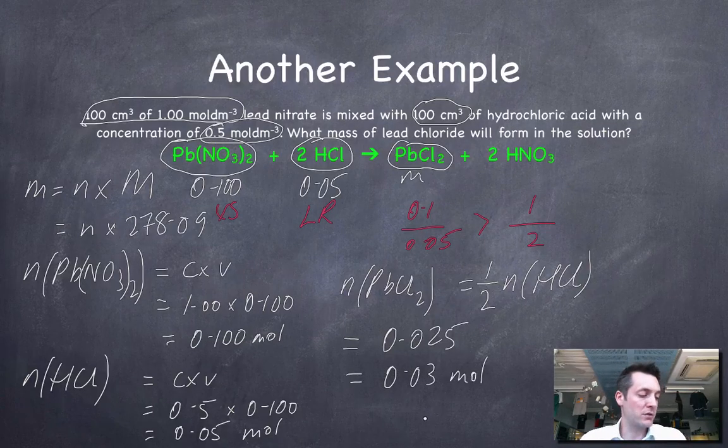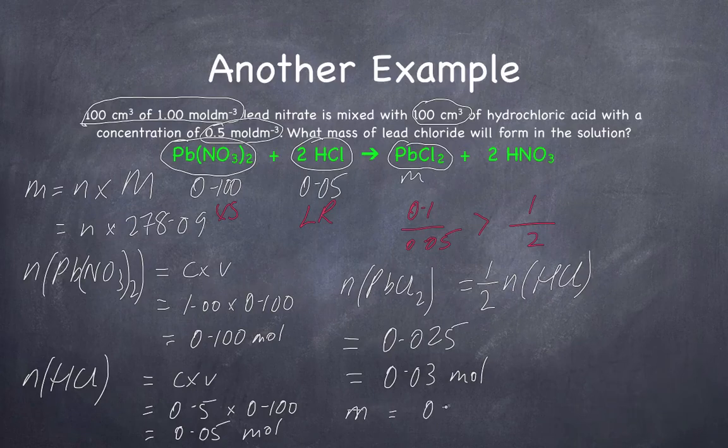And then I'm going to multiply that. I haven't written down the molar mass of lead chloride, have I? No, I don't think I have. Oh yes, I have. Is it there? 278.09. So the mass of lead chloride equals 0.03 times 278.09. That number's got 5 significant figures. It's a data book value, but I can't use all 5 because I've only got 1 here. And that to one significant figure is 7 grams.